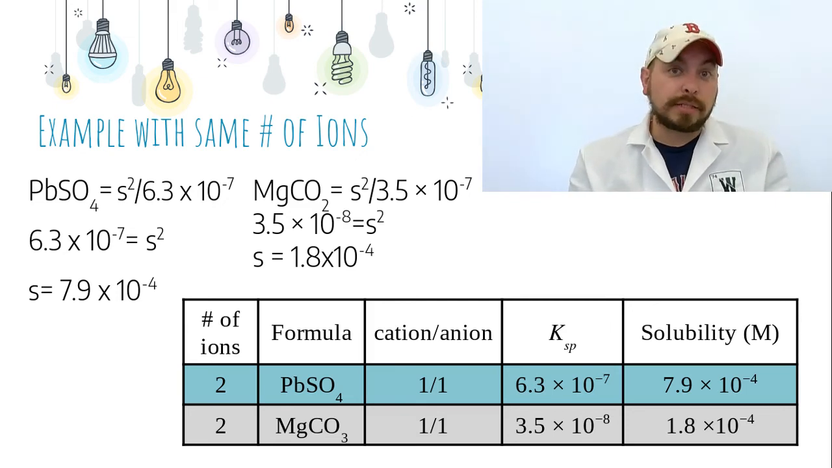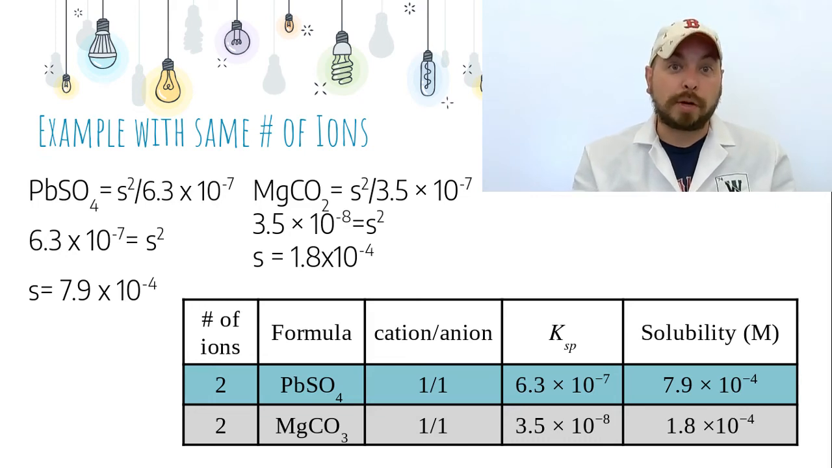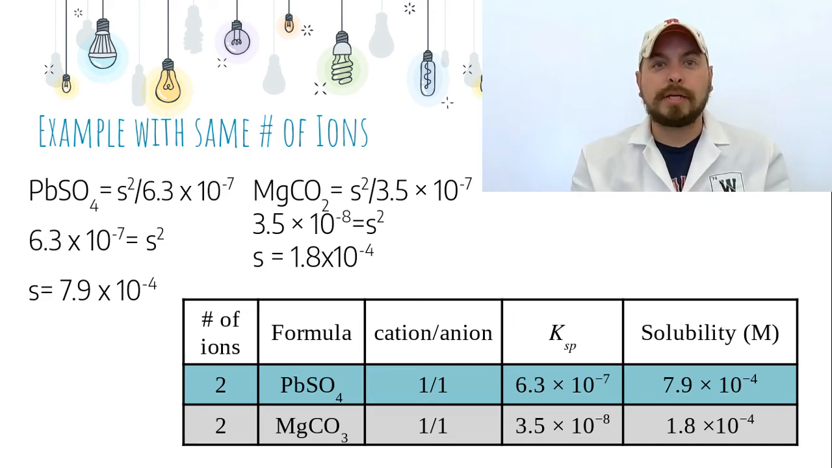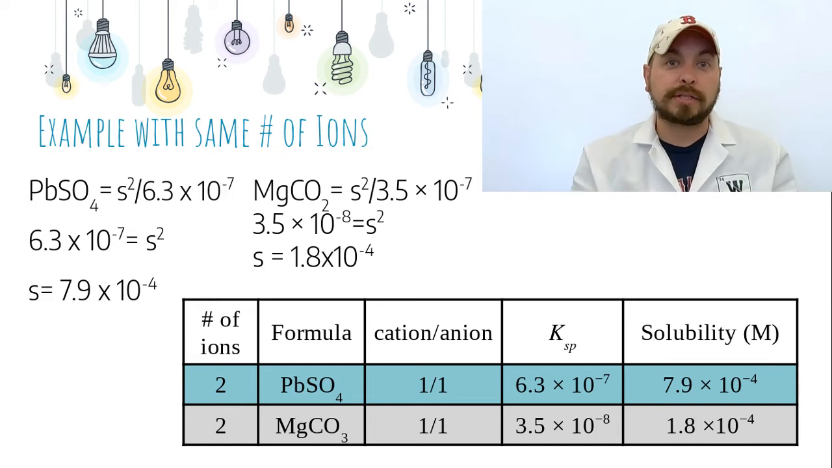Now, the nice thing is, both of them would have an equilibrium expression equal to s squared. Ksp equals s squared. So for the lead(II) sulfate, it would be Ksp equals the concentration of Pb2+ times the concentration of SO4 2-. Both of those, if we did an ICE table, would end up with s, and therefore Ksp equals s squared.